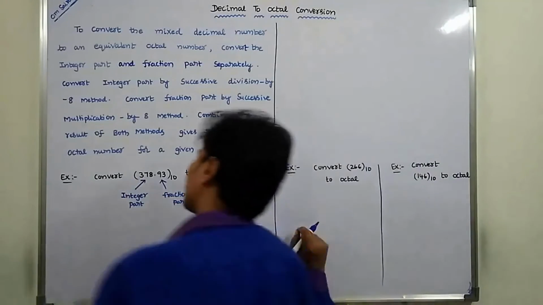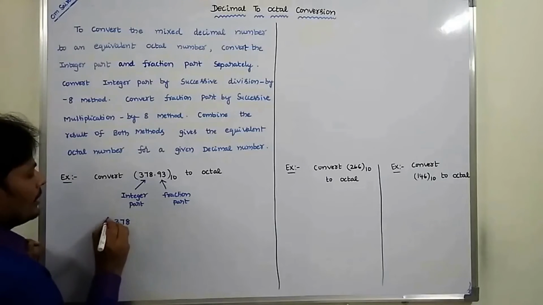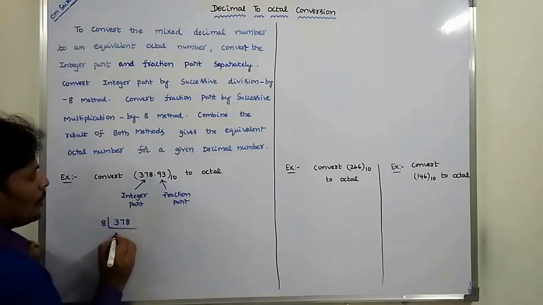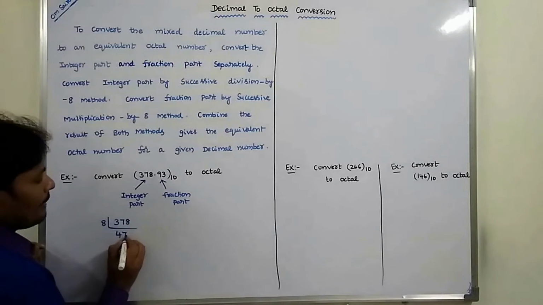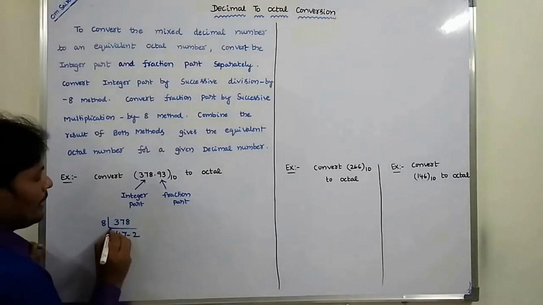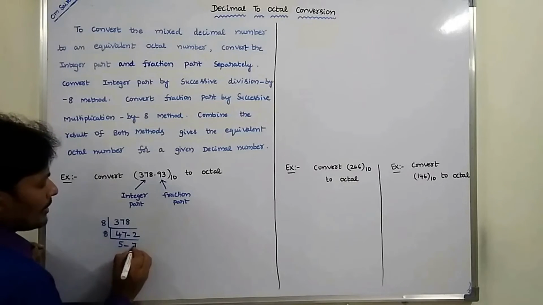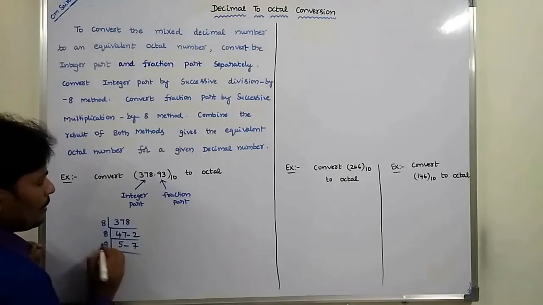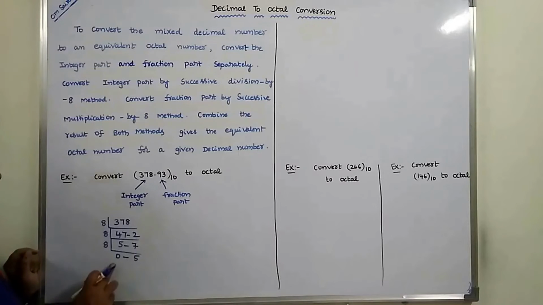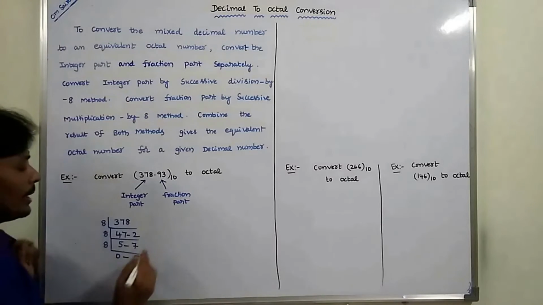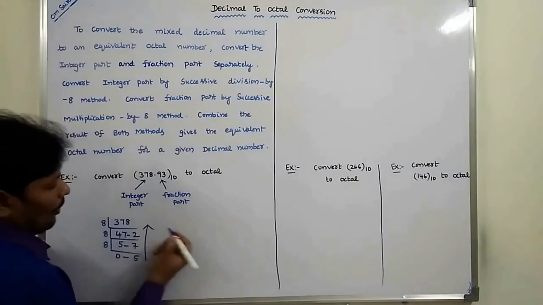So this result and this result we have to combine for getting the equivalent octal number for the given decimal number. Okay. In the successive division by 8 method, 378 divided by 8. So 8 fours are 32, and 8 sevens are 56. So the remainder is 2. So 8 fives, remainder is 7. So 8 zeros, remainder is 5. Whenever the quotient is 0, then read the remainders from bottom to top.